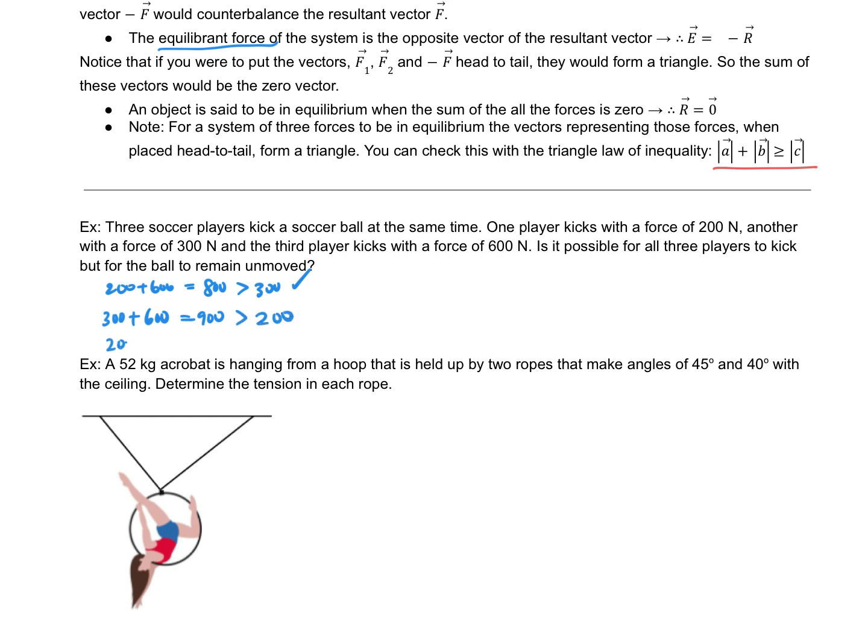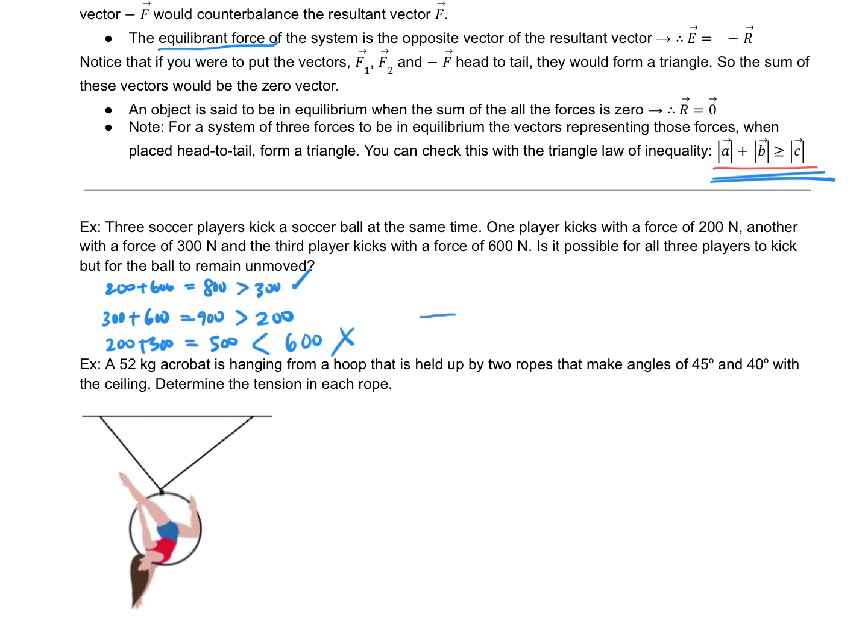But if I take the 200 and the 300, they add up to 500. That's less than 600. That's not good. So this scenario cannot be put into equilibrium. The ball will move. And the reason we use this criteria, this one right here, is just to see, can these 3 forces form a triangle?